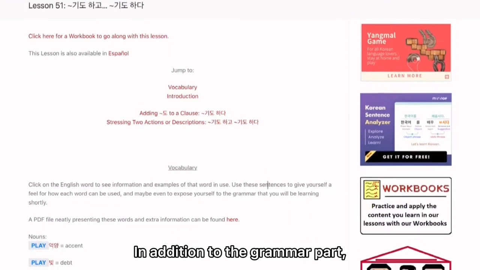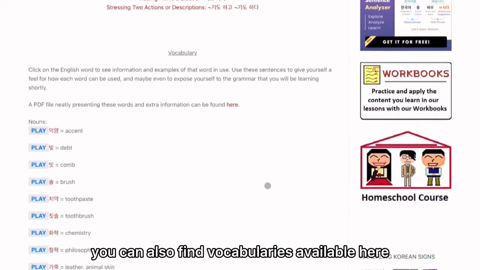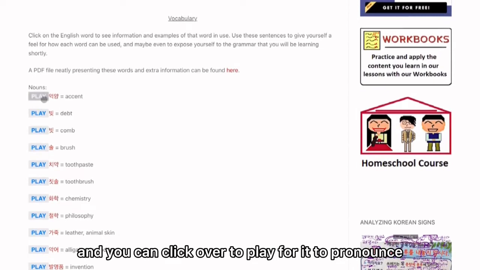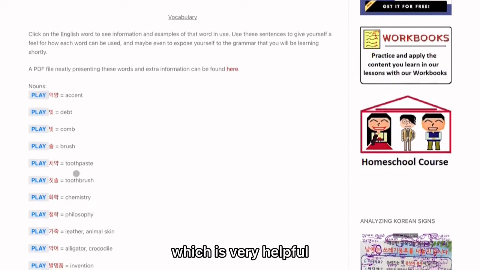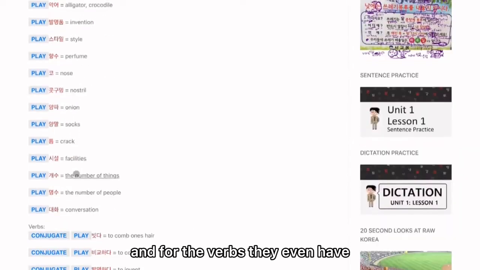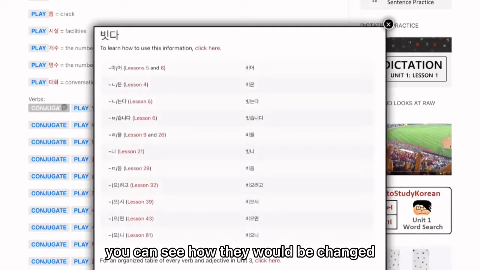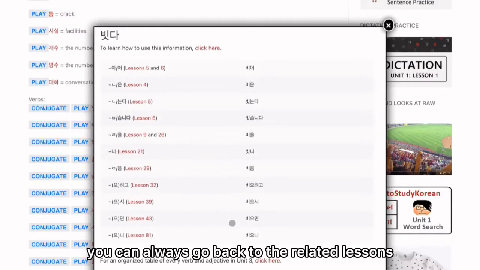In addition to the grammar part, you can also find vocabularies available here. And you can click over to play for it to pronounce. 억양, which is very helpful. And for the verbs, they even have the part where you can conjugate them. You can see how they will be changed with different grammar, and if you forget, you can always go back to the related lessons.